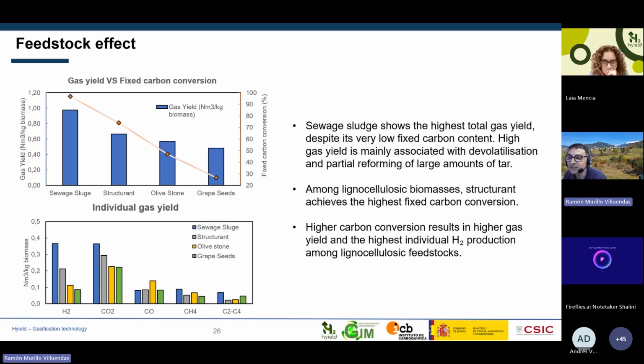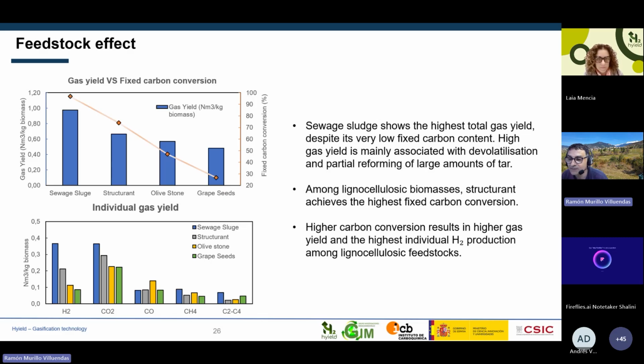In contrast, sewage sludge generates a very large amount of tar during the volatilization. Even though tar reforming is kinetically limited at 650, partial reforming of this large tar fraction still occurs. As reforming reactions generate a high number of gas moles, particularly hydrogen, the partial reforming of tar significantly increases the total gas volume produced. This explains both the high total gas yield and the high individual hydrogen yield observed for sewage sludge.